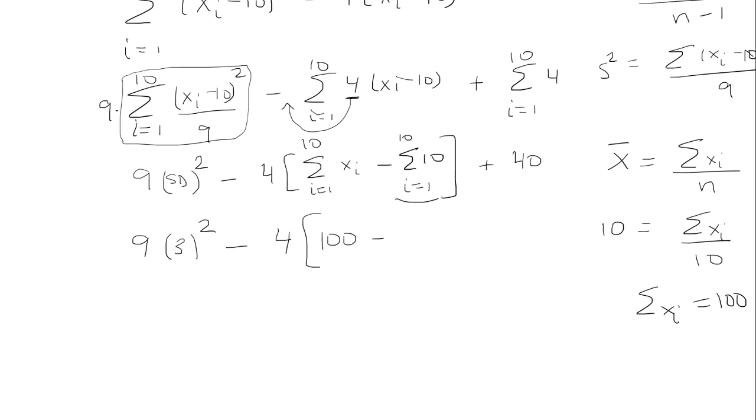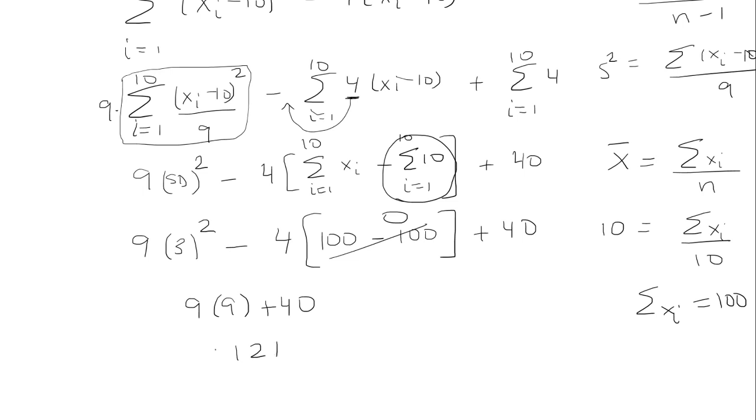And now for this other sum, you're adding 10 times. So that's just 100. And then we're adding 40. This thing is just 0, so I'm not even going to bother with the middle term. That becomes 9 times 9 plus 40. 9 times 9 is 81, plus 40 is 121. And that's our final answer.